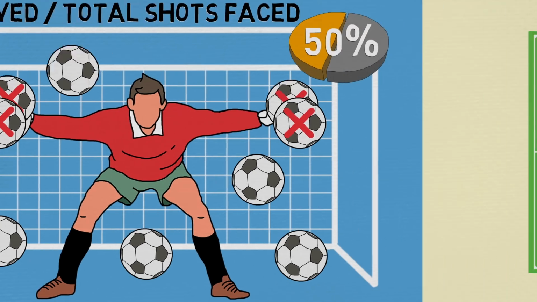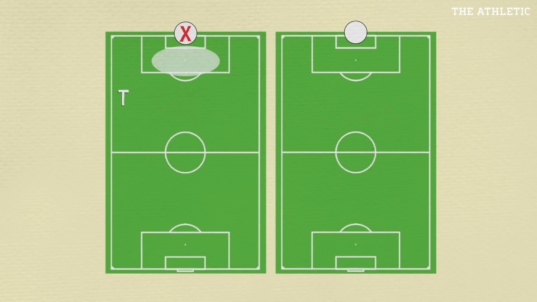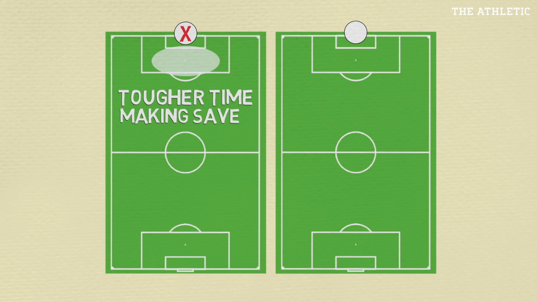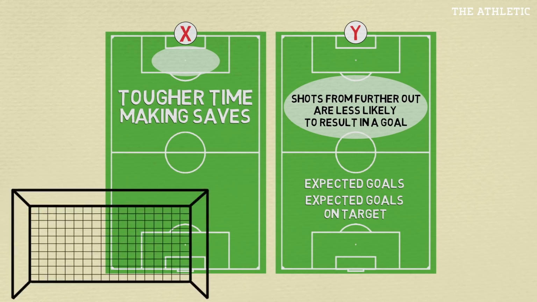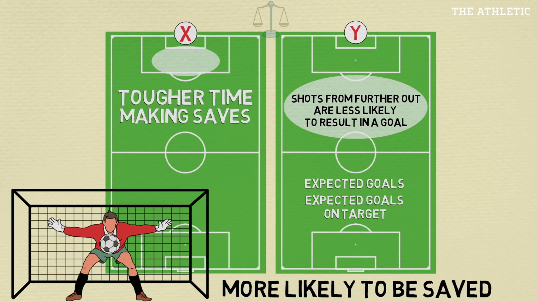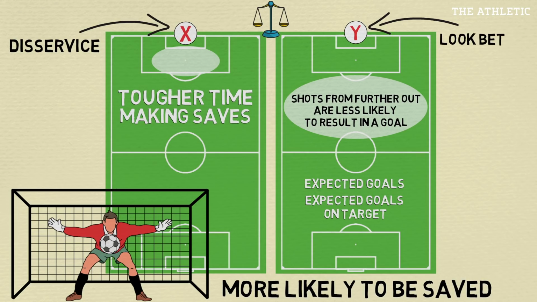Goalkeeper X facing 10 shots from inside the 6-yard box is going to have a tougher time making saves compared to goalkeeper Y, who's facing all of his 10 shots from 30 yards out or more. Expected goals and its cousin, expected goals on target, tell us that shots from further out are less likely to result in a goal, and shots that are either right at the keeper or down the middle are far more likely to be saved. By equally weighting each shot to calculate save percentage, we are doing a disservice to goalkeeper X and making goalkeeper Y look better than they actually might be.